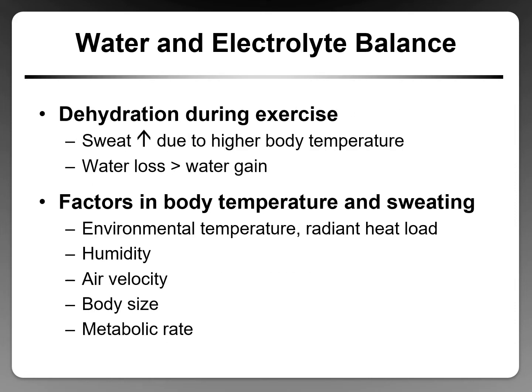Obviously, once we start exercising, dehydration can occur due to increased sweat levels to thermoregulate, as we've talked about in previous chapters. And so if we're having greater water loss than our water gain through consumption, that's obviously going to be a good path to lead to dehydration, which is not so good. So there are factors that regulate body temperature and sweat, and we've talked about these. You've got metabolic rate; an increase in metabolic rate will increase heat production. Your body size, air velocity, humidity, and radiant heat are all going to factor into this sweat rate.